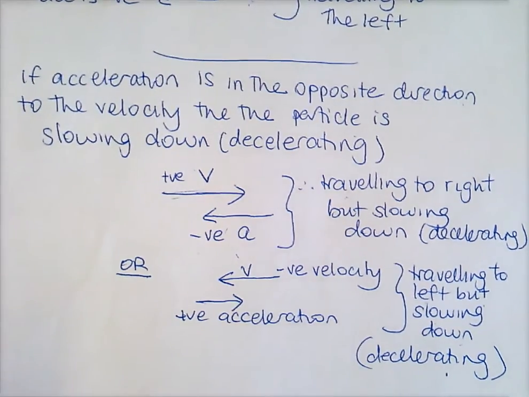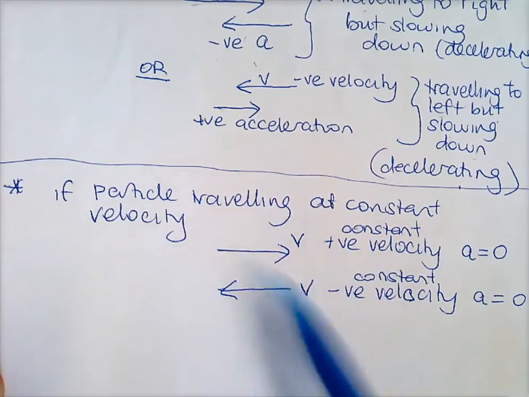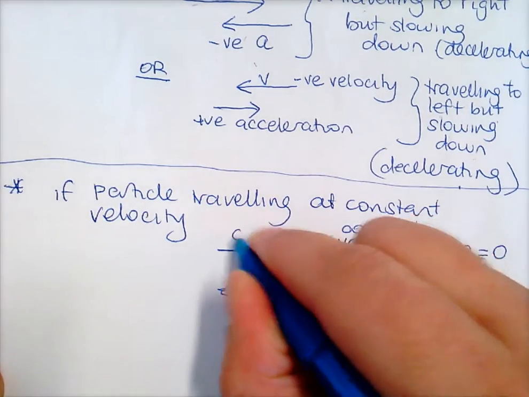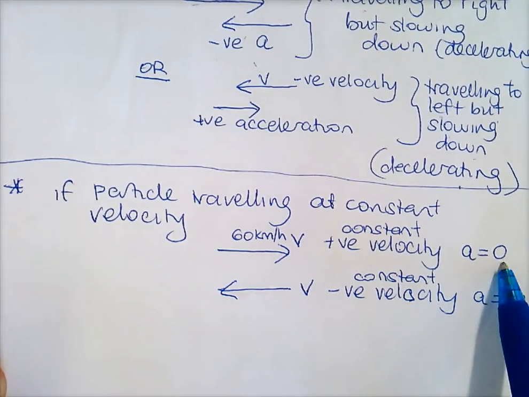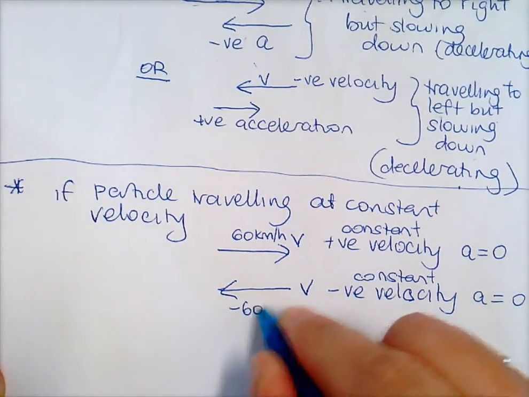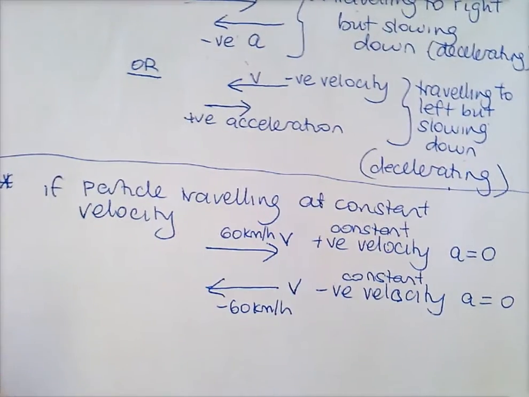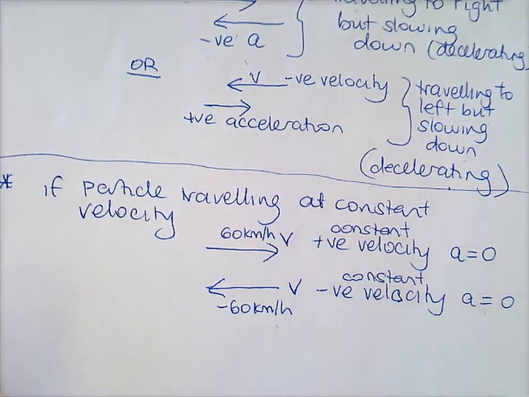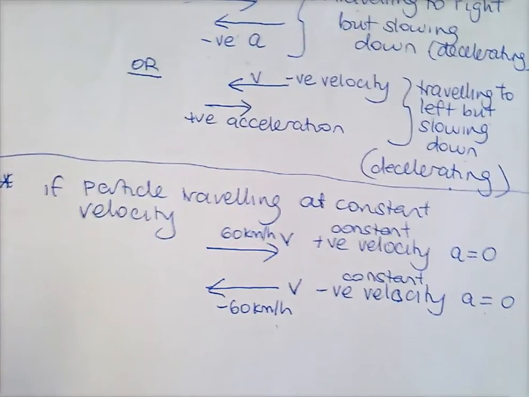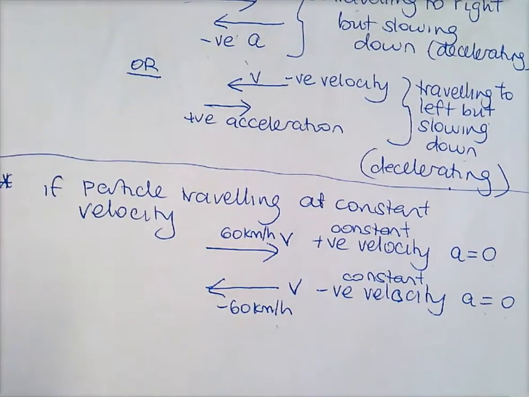Okay? If the particle is traveling at a constant velocity, for example, if we're traveling at a constant speed of say 60 kilometers per hour, then the acceleration is 0. If this is traveling at negative 60 kilometers an hour, it doesn't mean negative speed, it just means it's traveling to the left at a constant speed of 60 kilometers per hour. In this case, if it was constant, then acceleration would be 0. If the velocity is not changing, it's not speeding up or slowing down, then acceleration is 0.